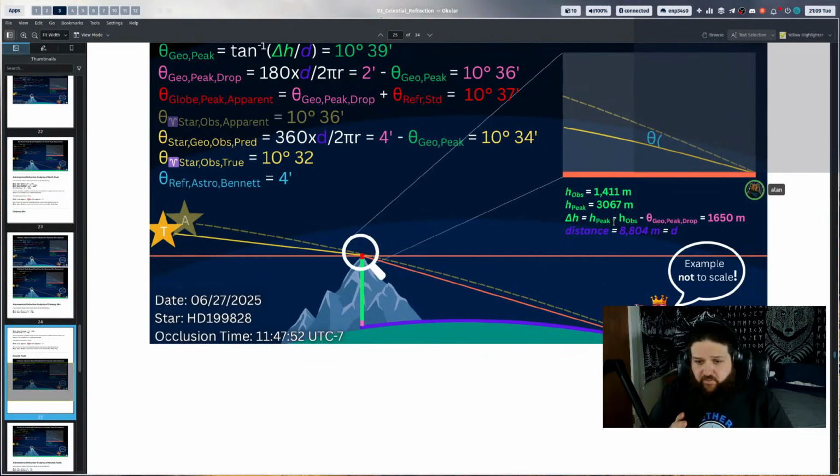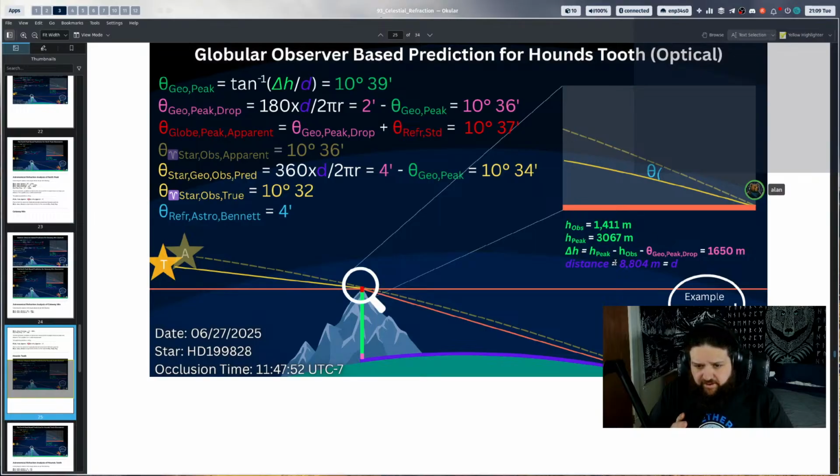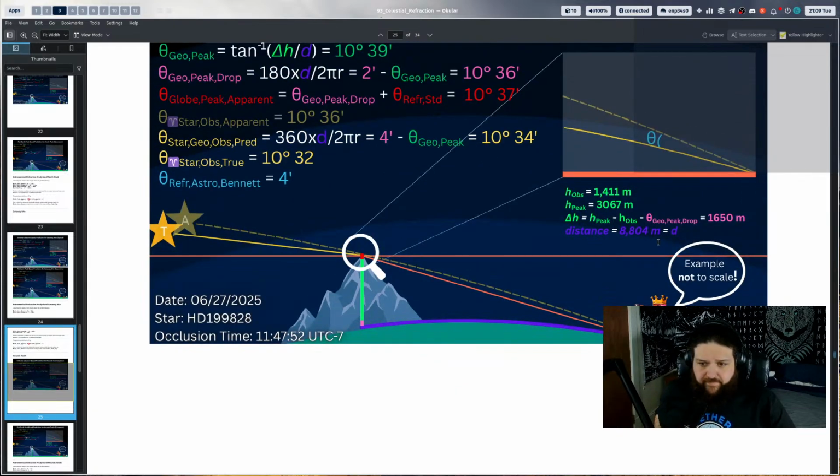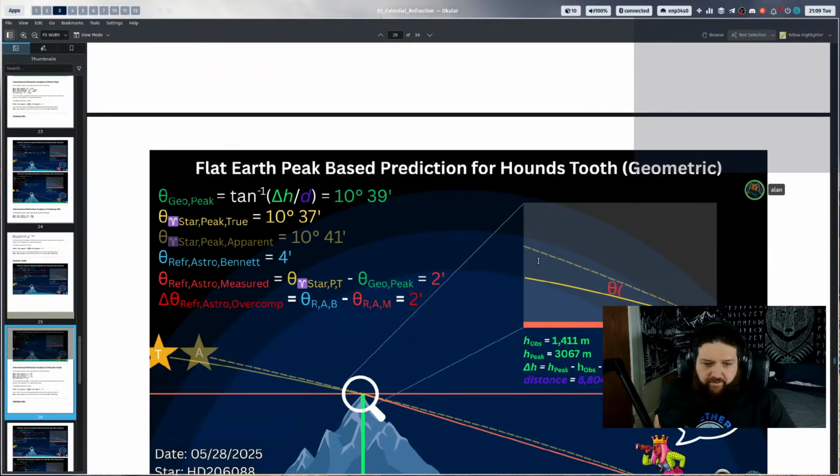And now this one's really cool because there's 1,600 meters for the elevation, sorry. 8,804 meters is like 5.4 miles. So this was the shortest distance one with 4 meters of drop over distance.